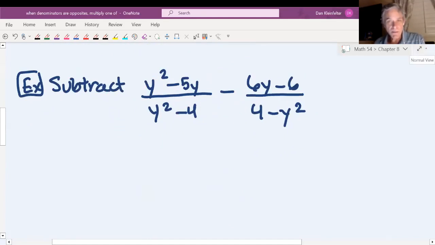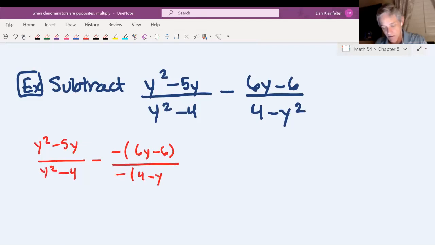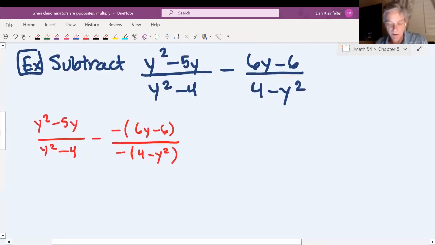So we've got y squared minus 5y over y squared minus 4. We're going to keep that the same. Like I said, if you want to multiply this one by minus 1, you can. Most times people don't. So we'll multiply the numerator of the second fraction and the denominator of the second fraction by negative 1. That doesn't change the value. It just changes the looks.